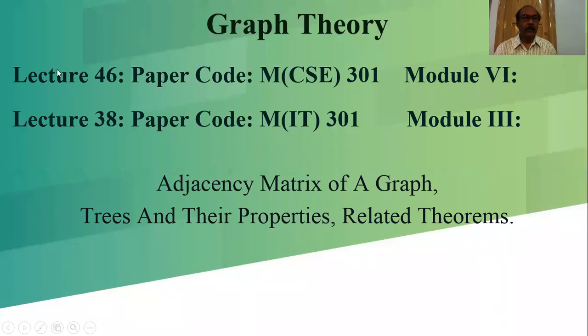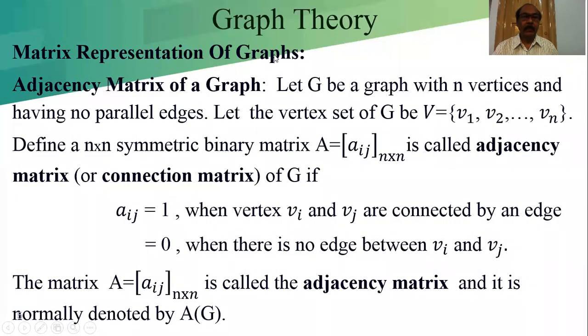In lecture class 46, today we learn the adjacency matrix of a graph, trees and their properties and related theorems. Lecture 38 for MIT 301, Module 3: today we learn the adjacency matrix of a graph, trees and their properties and related theorems. Matrix representation of a graph: we already learned in the previous class the incidence matrix of a graph. Today we learn the adjacency matrix of a graph and also for a digraph.